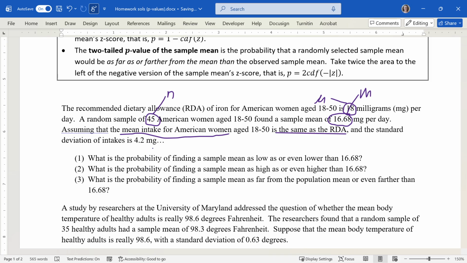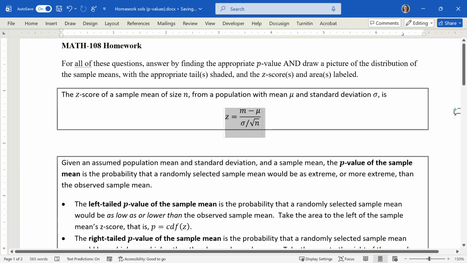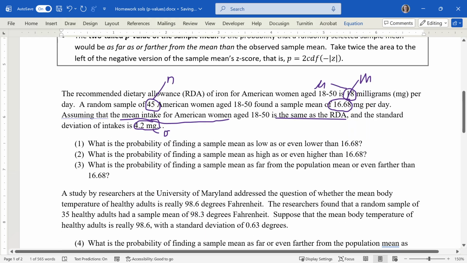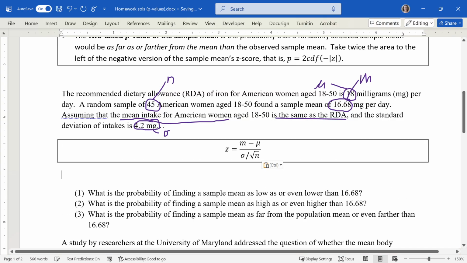Sorry. Okay, and then we're also told assume that the standard deviation of intakes, I assume they still mean for all American women, is here. Okay, so this is our sigma. All right, so we have all four variables that we need to calculate z, and I'm going to just copy paste the formula and do that. So here's our handy dandy z formula. It has four numbers that go into it, so you have to be pretty careful about putting them into the right places. That's what students usually end up messing up.